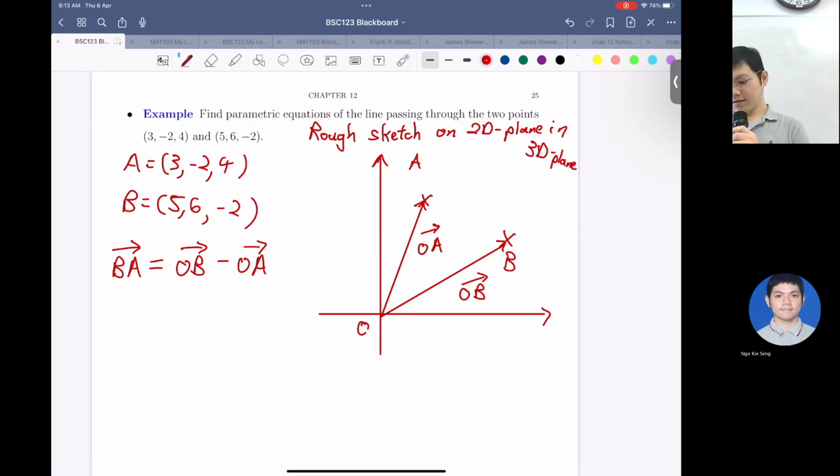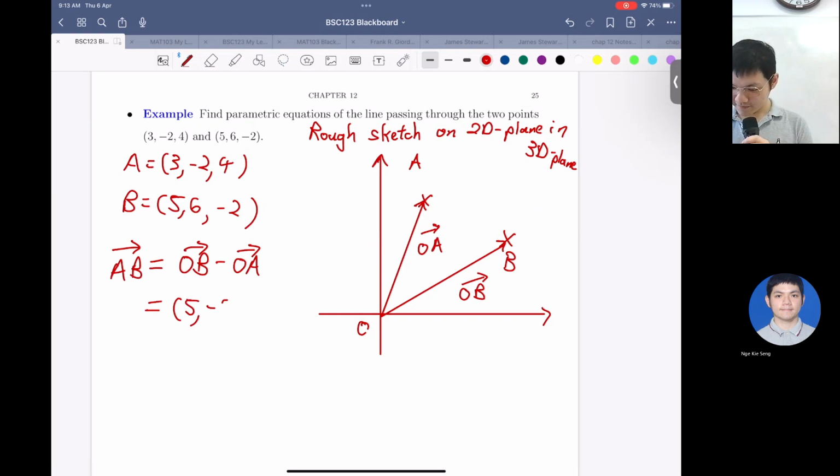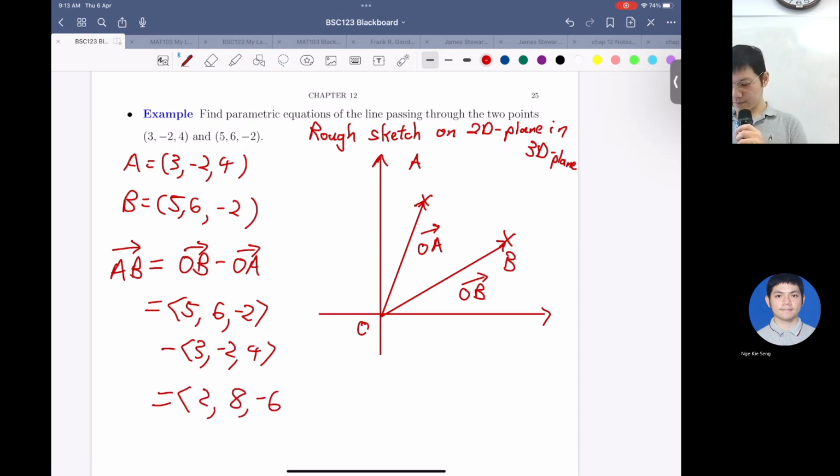Then I want to compute AB. OB minus OA. Okay, so what do we get? 2, 8, and -6. Good. So it goes to (2, 8, -6).